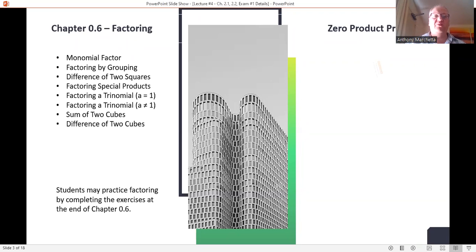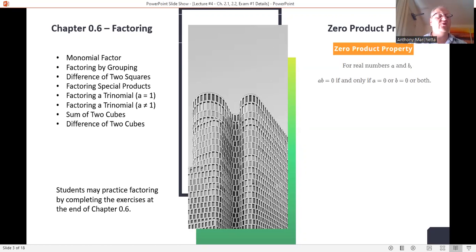Also, we're assuming that you're very familiar with the concept of the zero product property. It states, and this is the whole basis of solving quadratic equations, that if you have 2 quantities being multiplied together and their product is 0, then one of those 2 quantities must be 0, because you can never get a product of 0 if you multiply 2 things, unless one of them or both of them is 0.